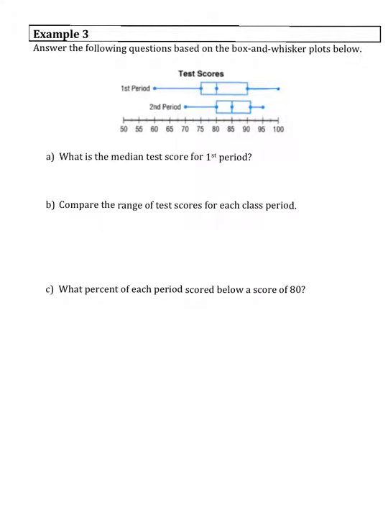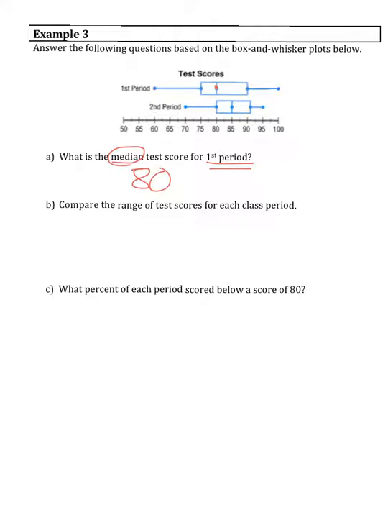Okay, so let's analyze box and whisker plots. What if I gave you the plots and I asked you to come up with answers here? Answer the following questions based on the box and whisker plots below. What is the median test score for first period? All right, so when you look at first period, remember those 5 key values. What represents the median? The median would be the Q2. That's going to be right here. What's the median test score? 80.